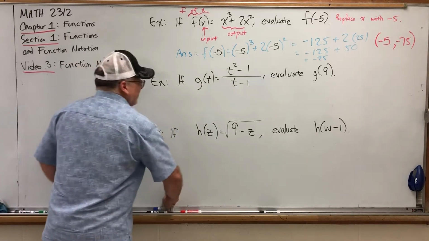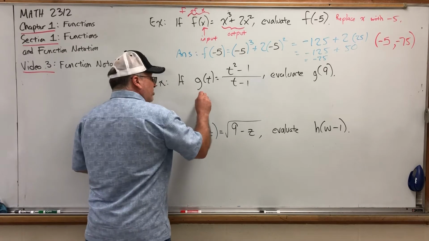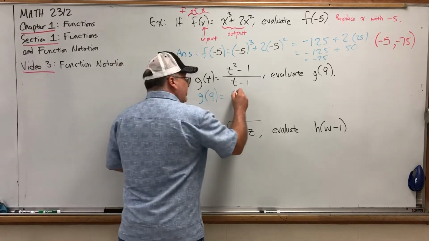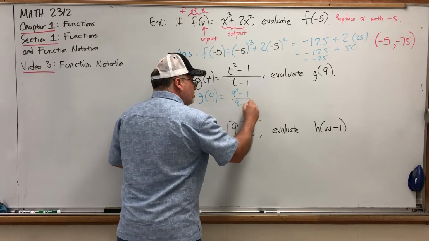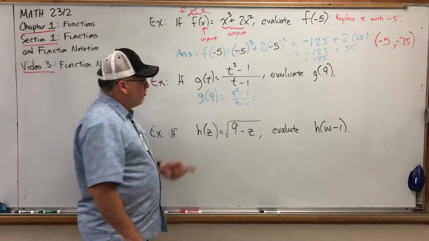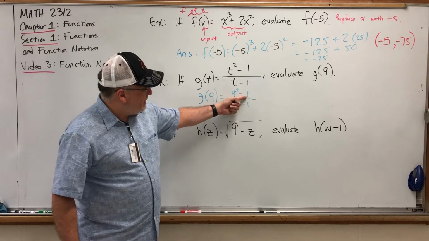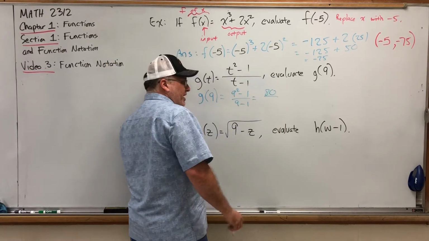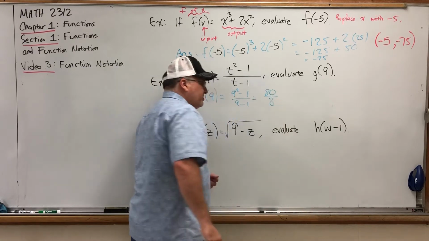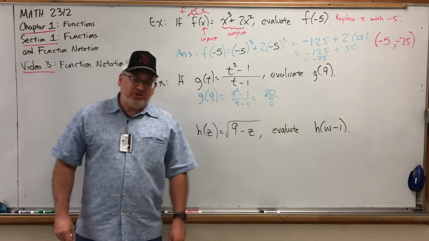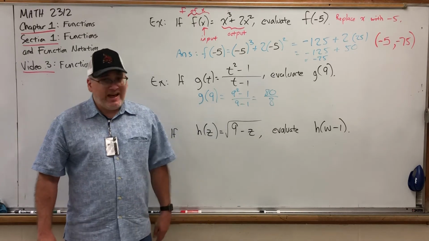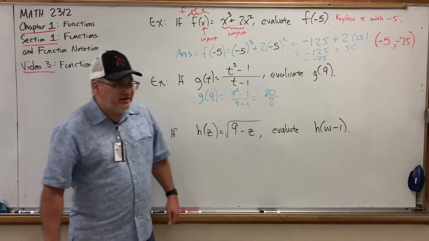Mechanically, it works exactly the same. Simply substitute 9 for all of the t's, and you get g of 9 equals 9 squared minus 1 over 9 minus 1. In the numerator, 9 squared is 81. 81 minus 1 is 80. The denominator is just 9 minus 1, which is 8. And in this case, we have a fraction, which you should always ask, can I reduce it? And sometimes you can flat out divide it. In this case, 80 divided by 8 is 10.